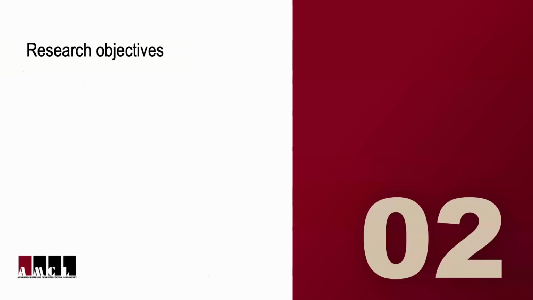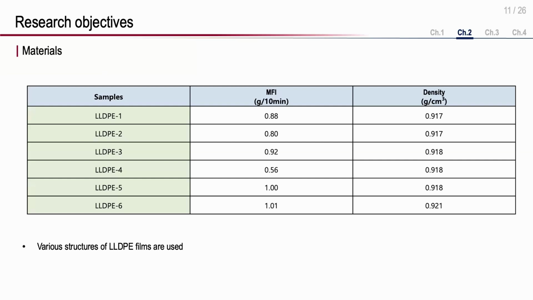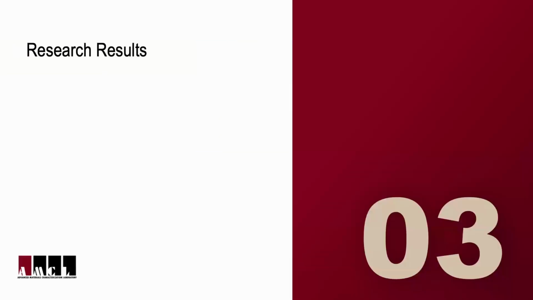The second content is the research objectives. Our research objective is analyzing the impact of intrinsic properties on the mechanical properties. In this study, we have performed the modeling of dart for key film properties. We use various structure LLDPE films, which have a C6 hexene comonomer and use a metallocene catalyst. And the third content is research results.